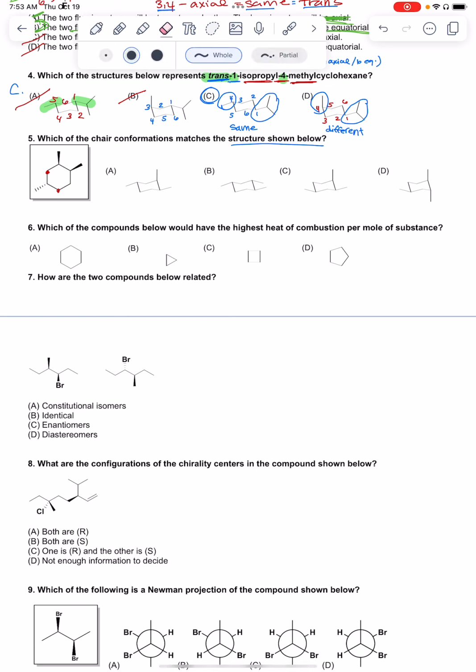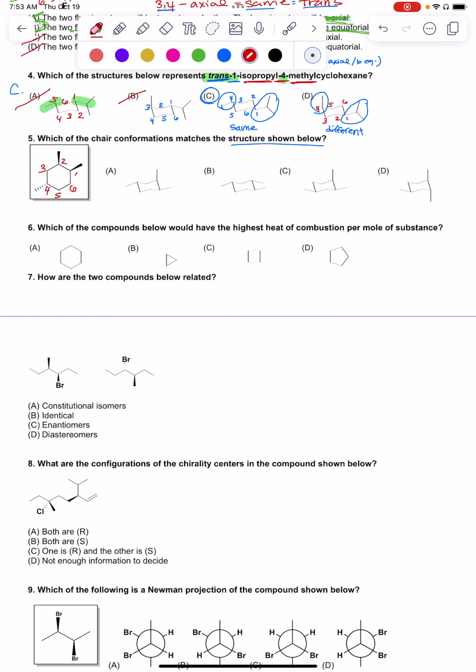So I want to go this way, which means I'm going to start at this methyl as 1, this methyl as 2, this is 3, this one is 4, 5, and 6. And you can look at that and say, does that make sense?